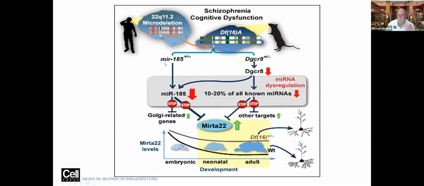In the same region, there's the MIR185 gene. It's also downregulated, and it has definite effects on some other things. It's not going to make a microRNA, but some Golgi-related genes and other things go on. Both of these, however, ultimately target, particularly the microRNAs, the MIR22 gene. This is the gene that's involved in neural development, one of the primary genes involved in neural development.